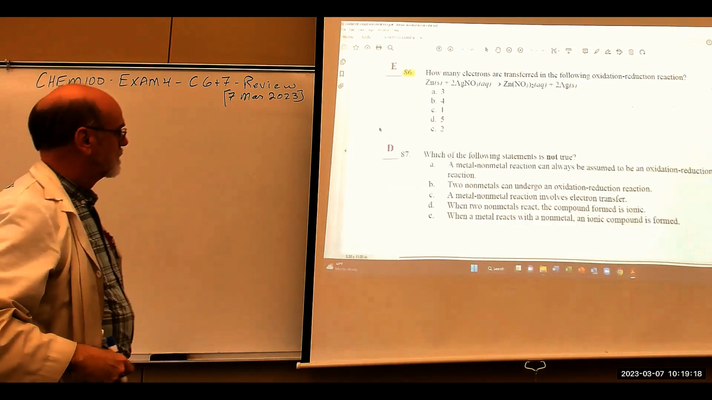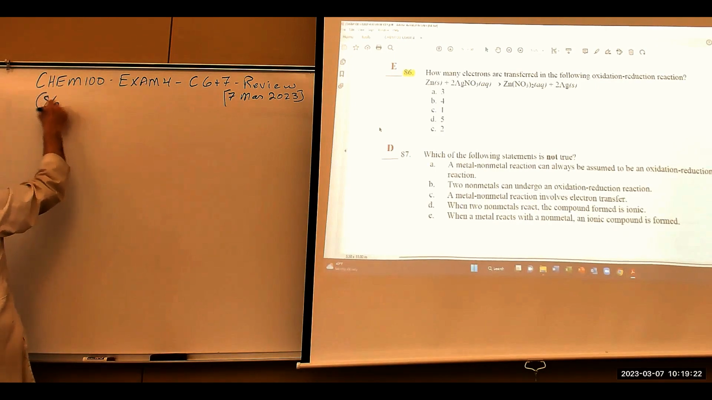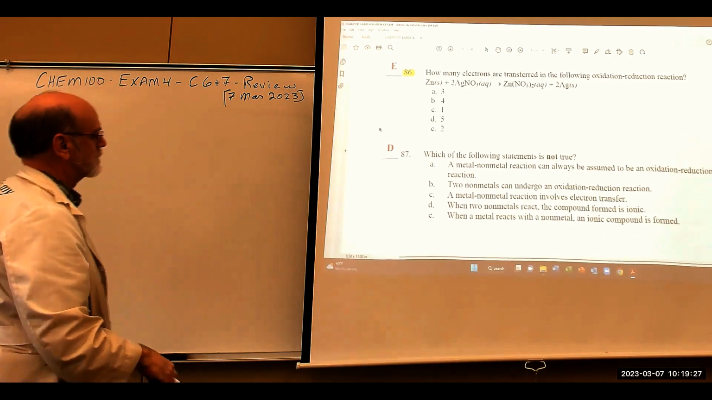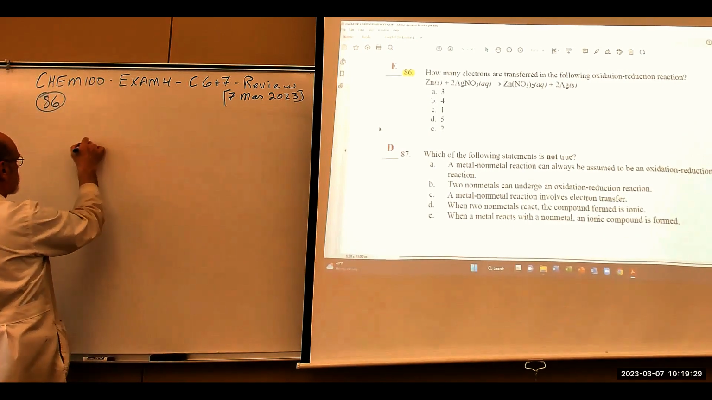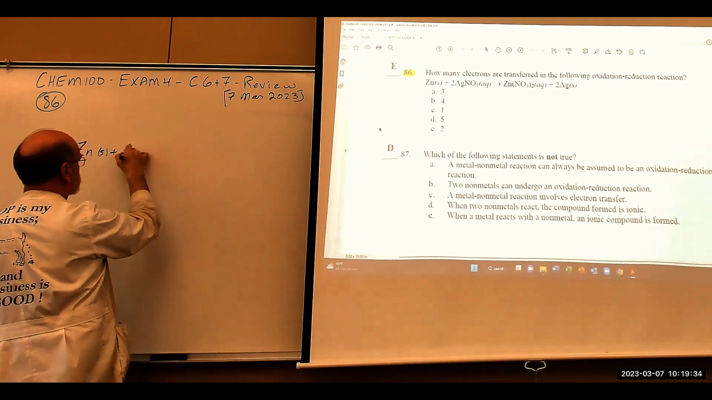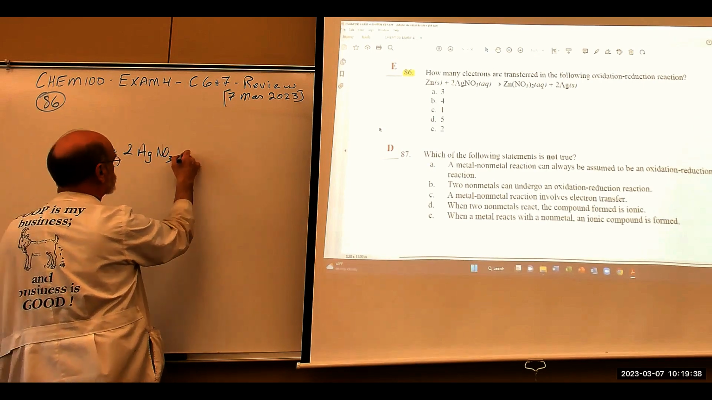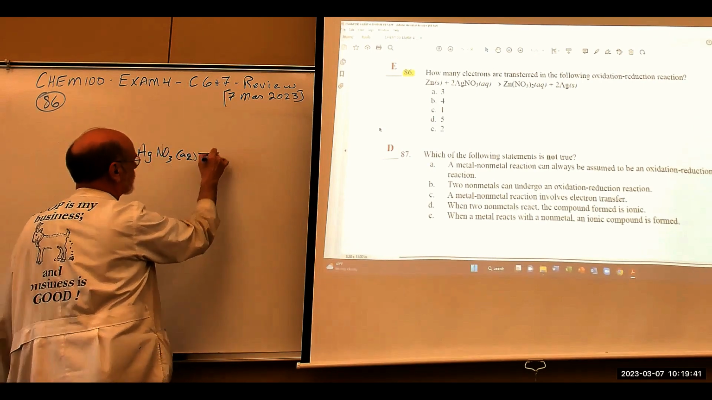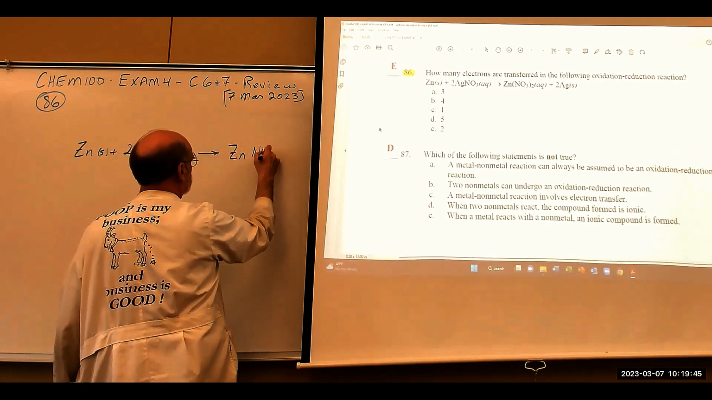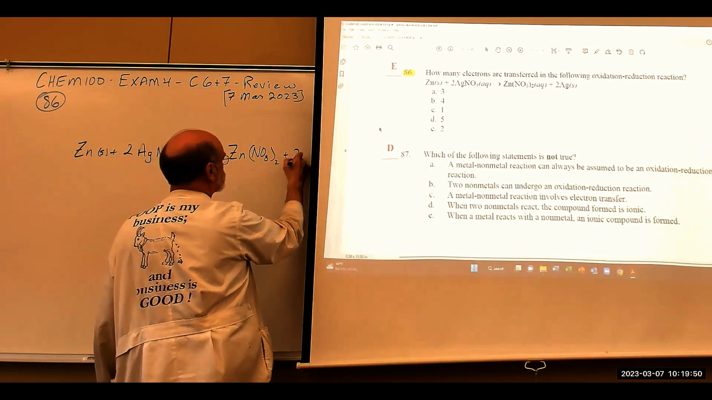All right. 86. What do they want us to do with 86? How many electrons are transferred in the following oxidation reduction reaction? Okay, so let's write it out. There's zinc, and it's reacting with silver nitrate in solution. And it produces zinc nitrate, plus 2 silvers.